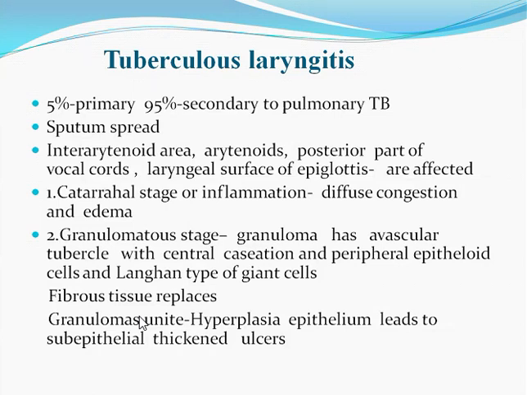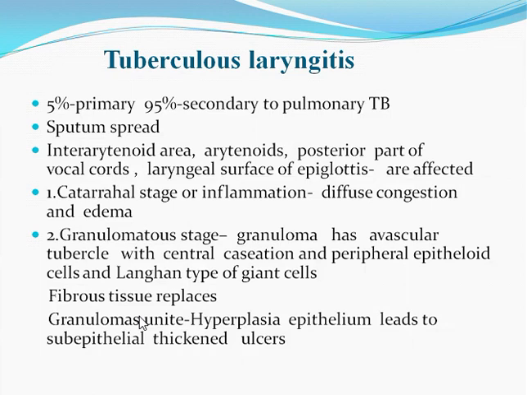It has 4 stages. The first stage is the catarrhal stage of inflammation, where you find diffuse congestion and edema. In the granulomatous stage, the granuloma is an avascular tubercle with a central caseation and peripheral epithelioid cells and Langhans type of giant cells. This is the same granuloma which you see with the central caseation and peripheral epithelioid cells and Langhans type of cells here.